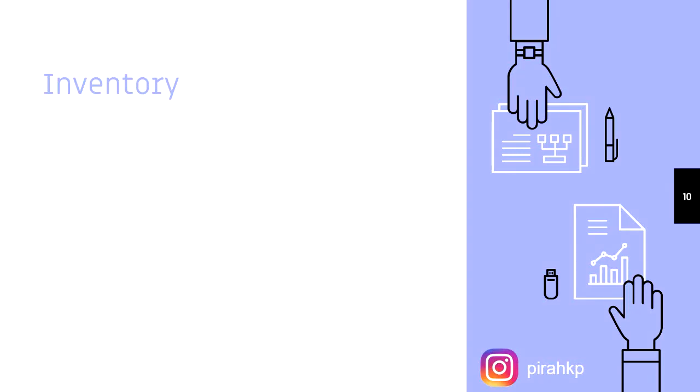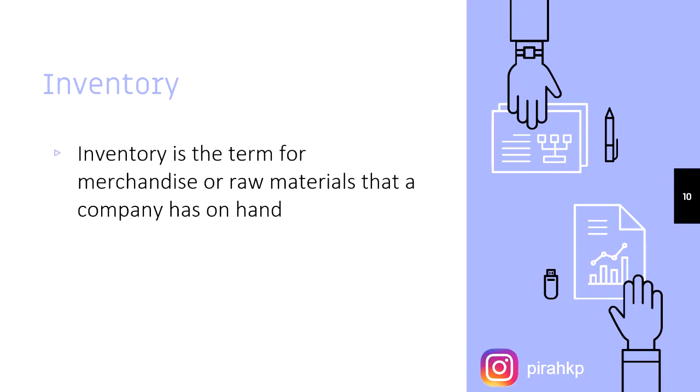Next is inventory. Inventory is a term for merchandise or raw materials that a company has on hand. And if it's raw material, you are either going to make finished goods with it, or you can even sell the raw materials. Same goes with the merchandise, the finished products. You are going to sell them and you will get some revenue from it. Now, this is why the inventory is added in the assets account. Here we are done with the major assets accounts.